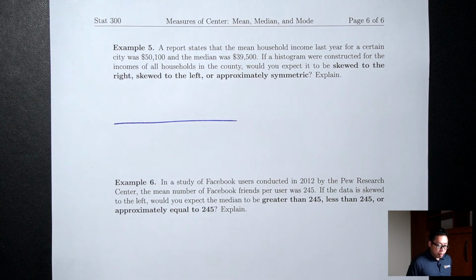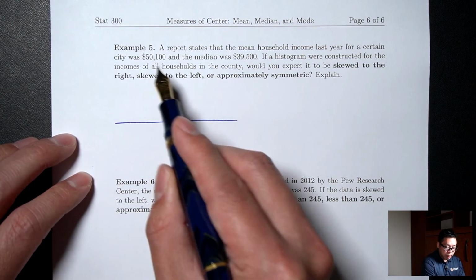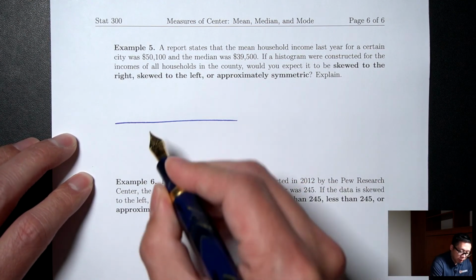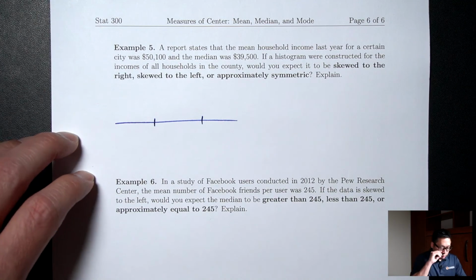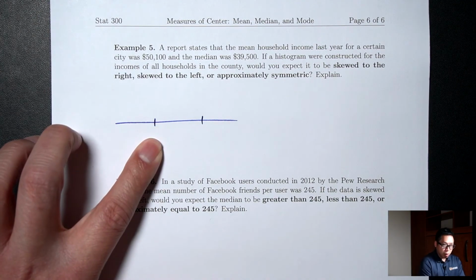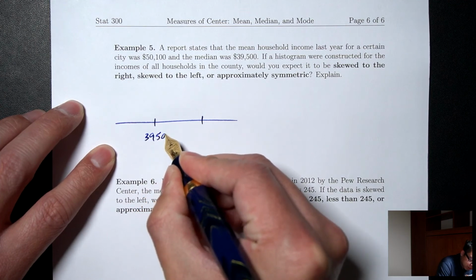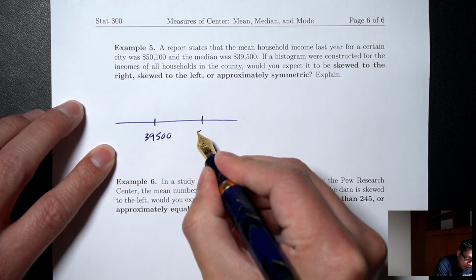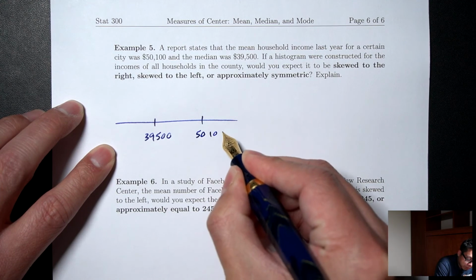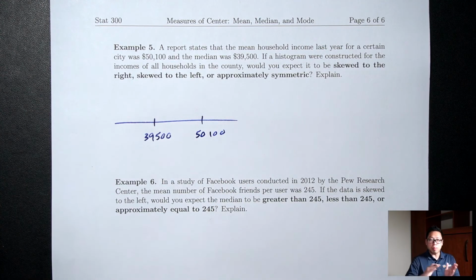So the numbers I need to put on here are 50,100 and 39,500. The one on the left should be the smaller one, which is 39,500. And the one on the right is 50,100, because on the number line, bigger numbers are to the right.